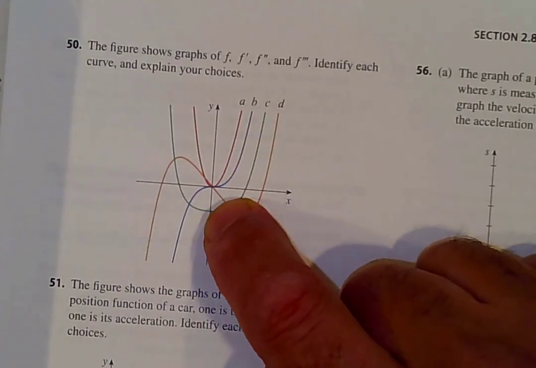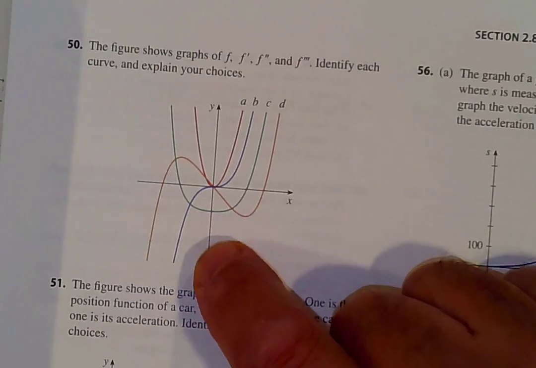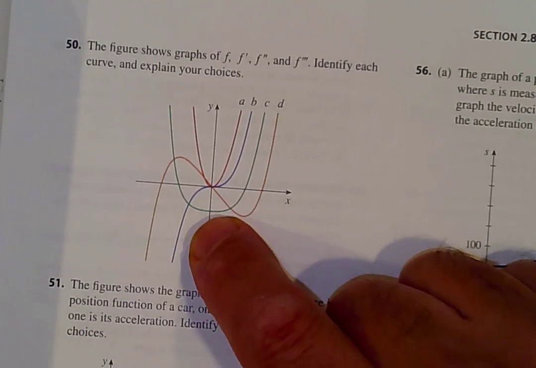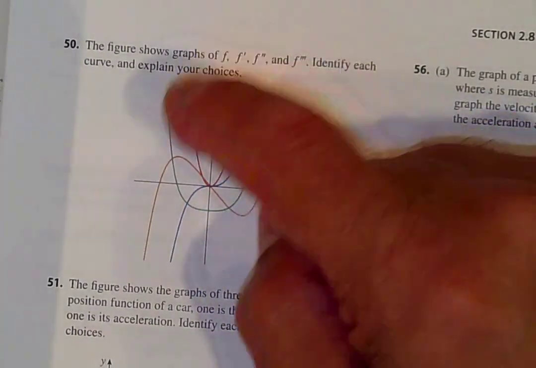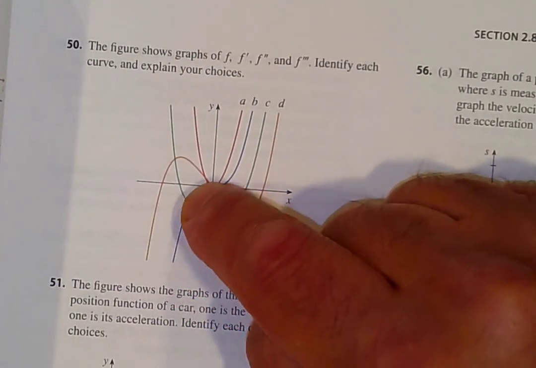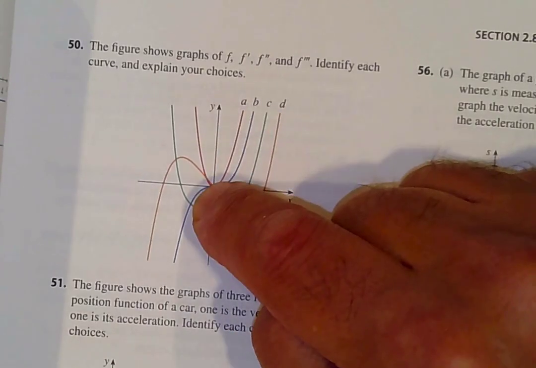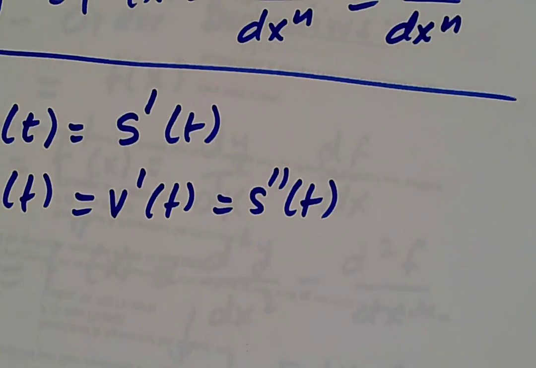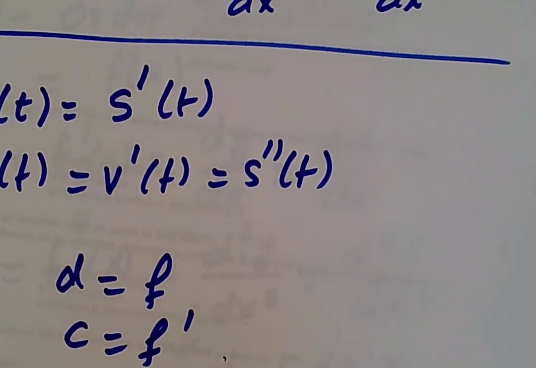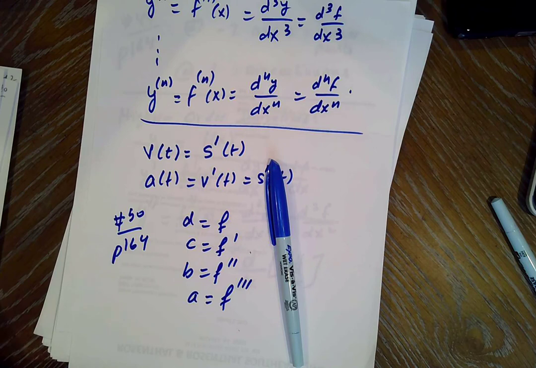And then if you look at C, the derivative has to be zero there, which both A and B are. But what's going to make B its derivative is because you can see C is decreasing, then B is negative. When C is increasing, B is positive. So that's how you know B is the derivative of C, which makes it the second derivative, and A must be the third derivative. So let me write it down. So D is f, C is f prime, B is the second derivative, and A is the third derivative.